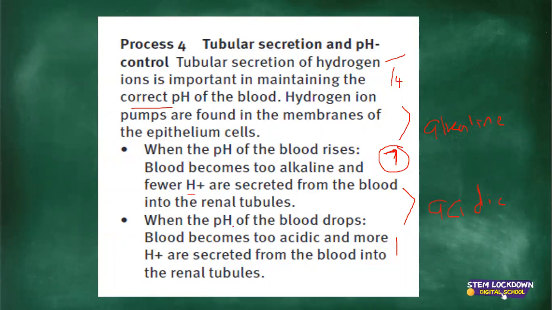But when the pH of the blood drops, whereby it's lower than 7, it's becoming acidic, more hydrogen ions are secreted from the blood into the renal tubules, because if it's acidic, it means you have more of the hydrogen ions. That's why they will become secreted from the blood, because it's the blood that's becoming too acidic. So they will try and remove these hydrogen ions from the blood into the renal tubules. But if it's too alkaline, then more of these hydrogen ions will be secreted into the blood so that it can lower the alkaline levels.